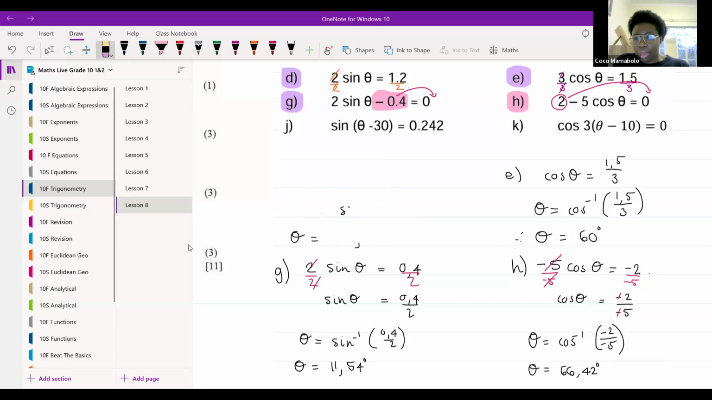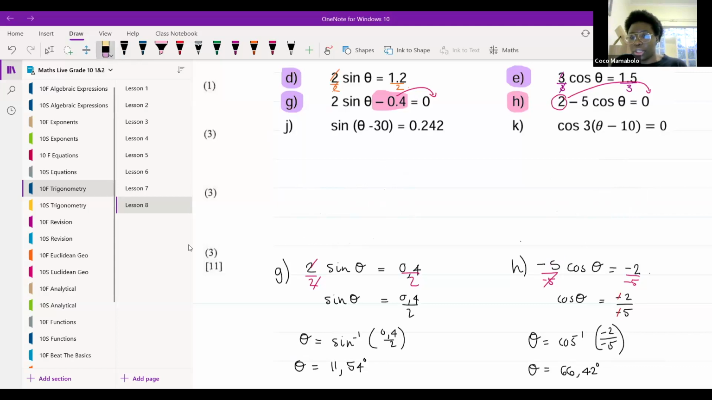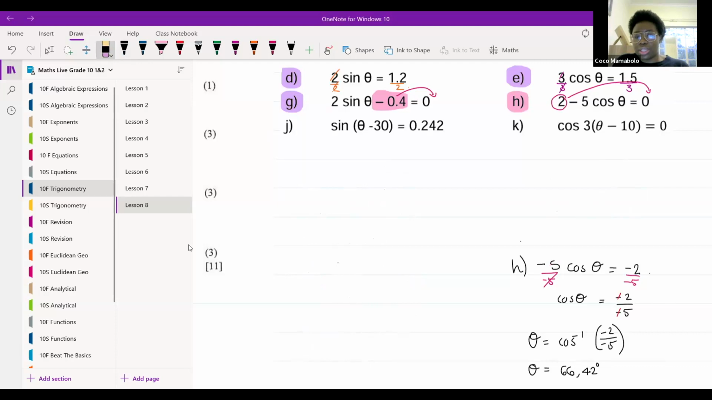All right. I'm going to erase this top part here. I feel like we're past here because I want us to do J and K before we move on. Okay, let's do J and K. Let's leave H because we just did H. I want us to note here that our angle is not just theta. This time, our angle is theta minus 30 degrees.